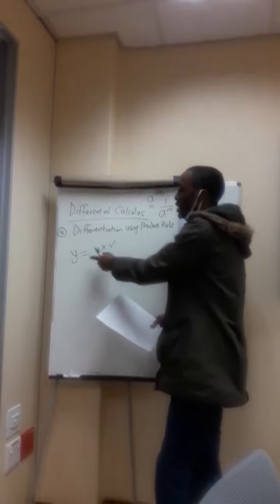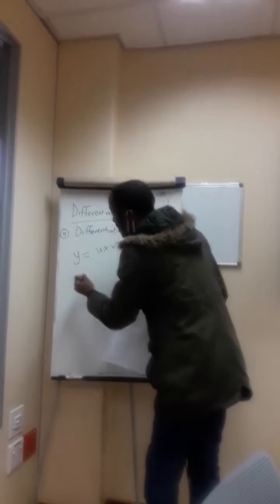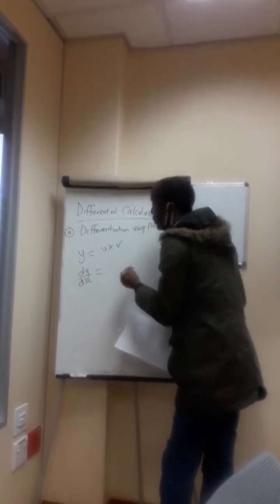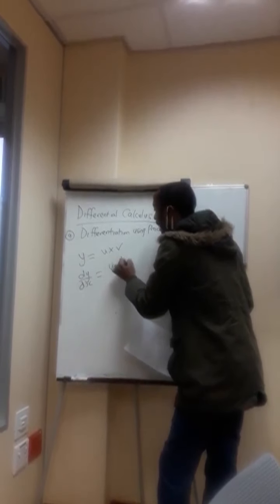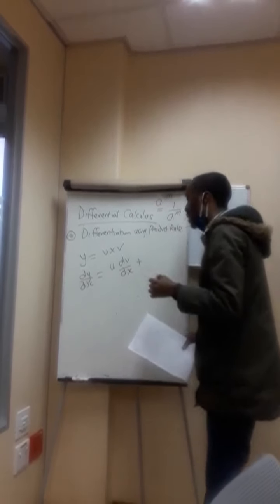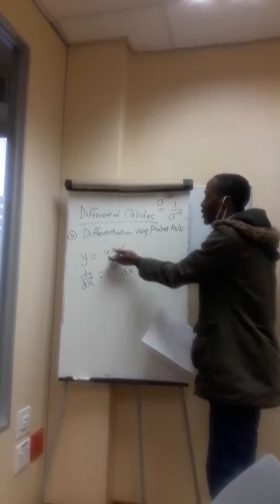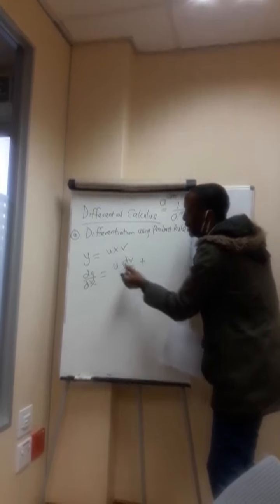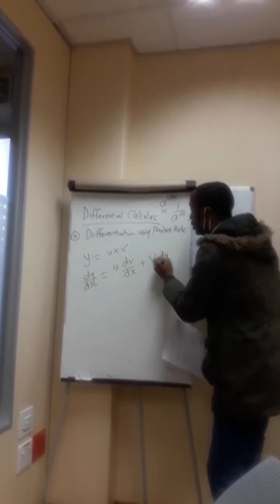So how do you differentiate y equal to u times v? Because we want to find dy/dx. If I want to differentiate that, dy/dx will give you the formula we usually use with the product rule. It's a formula which you need to know, and you're going to use it to differentiate any mathematical function that is a product of two different mathematical functions multiplying each other, like y equal to u times v. So the formula is dy/dx equal to u dv/dx plus v du/dx.